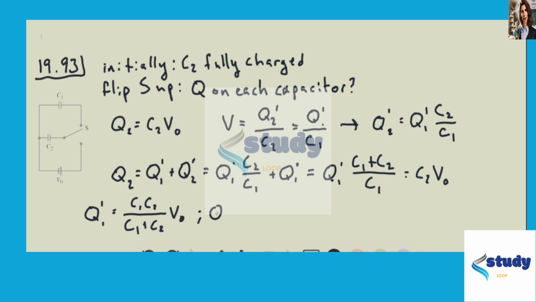And we know Q2 prime is Q1 prime times the ratio of these two capacitances. And so we'll get an extra factor of C2 up here, and the C1 will cancel. And so we have C2 squared divided by C1 plus C2 times V0. So this is the charge in the final configuration on either capacitor.